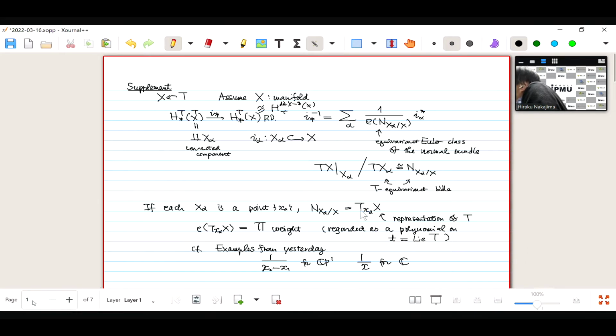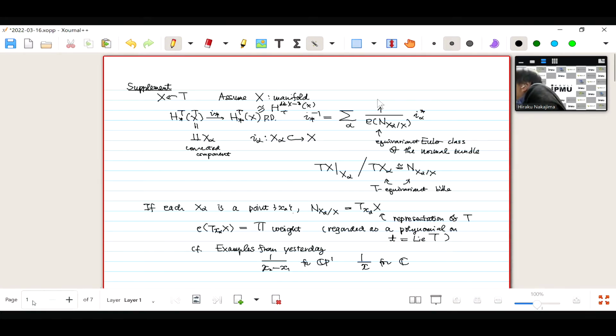So you consider the tangent space at X alpha as a representation of T, and you consider the weights as polynomials on the real Lie algebra of T. So recall that the equivariant homology of a point is the polynomial functions on the real Lie algebra of T. Since a weight is a polynomial on the real Lie algebra, this product is an element of the equivariant homology of the point. So this is a well-defined element.